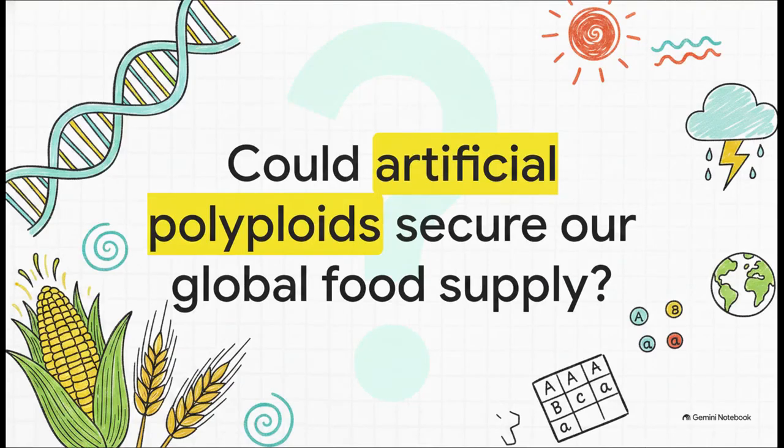As we wrap up this explainer, I really want to leave you with a provocative thought to chew on. If polyploidy gives plants immense biochemical flexibility, thicker structures, and the ability to just abruptly evolve, could the intentional creation of artificial polyploids in our agricultural crops be the ultimate key to securing our global food supply against a rapidly changing climate? It's a massive, game-changing question, sitting right at the intersection of Mendelian genetics and modern biology.